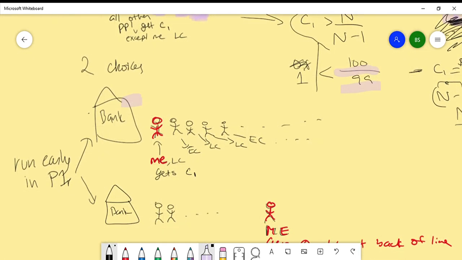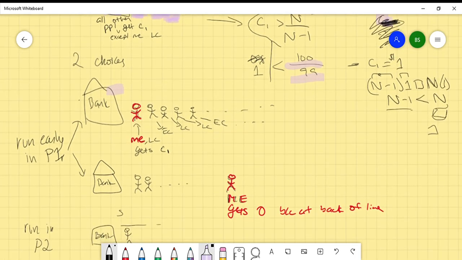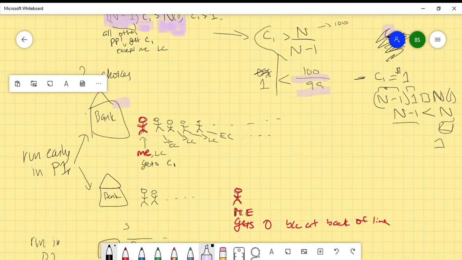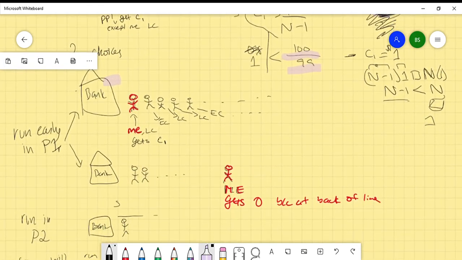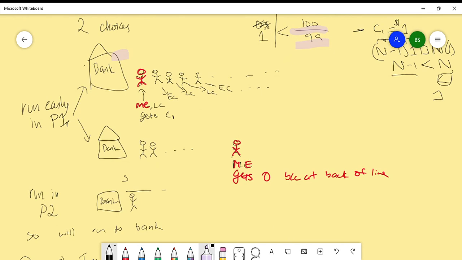So anyway, I, as a person thinking that is what the world is like, have two choices. One, I run to the bank early in period 1, or I just go to the bank as I normally would in period 2. If I run to the bank early in period 1, I have two options. One, I am at the front of the line and I get C1, or I'm at the very back of the line, and since I'm the very last person, once all these front people are done, I have $0, because the bank doesn't have any money left over for me.